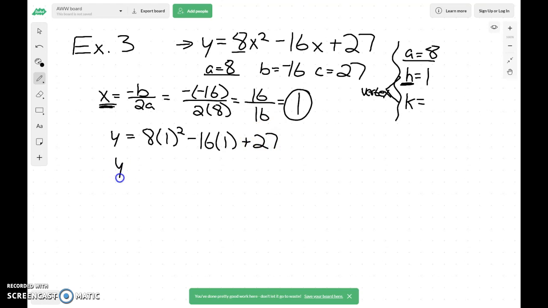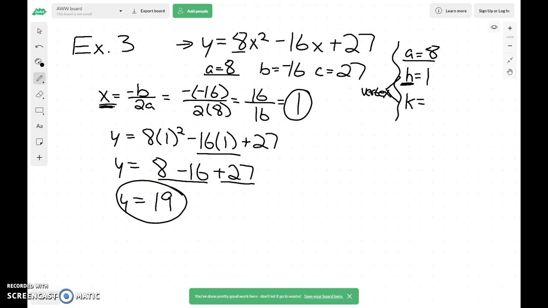So this is going to be y equals 1 squared we know is 1, so 1 times 8 is 8. Negative 16 times 1 is negative 16. And then we have a plus 27 on the end. So to finish this one out, all we need to do is say 8 minus 16 is negative 8, and then negative 8 plus 27 is 19.